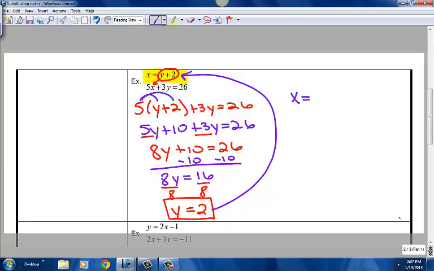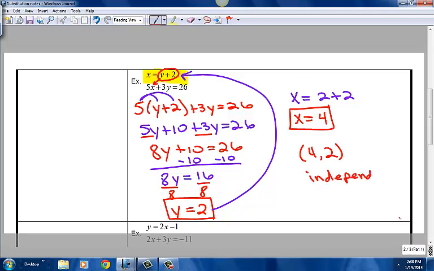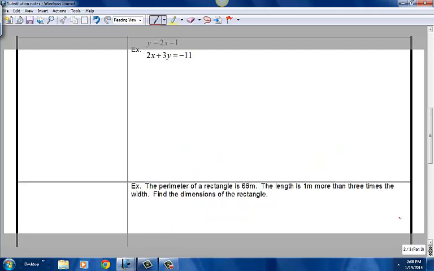So x is now equal to 2 plus 2, instead of saying y plus 2. So my x value is 4. That makes my final solution 4, 2. It's the place where the two lines intersect, and it's an independent solution because there's only one answer. Let's try one more.